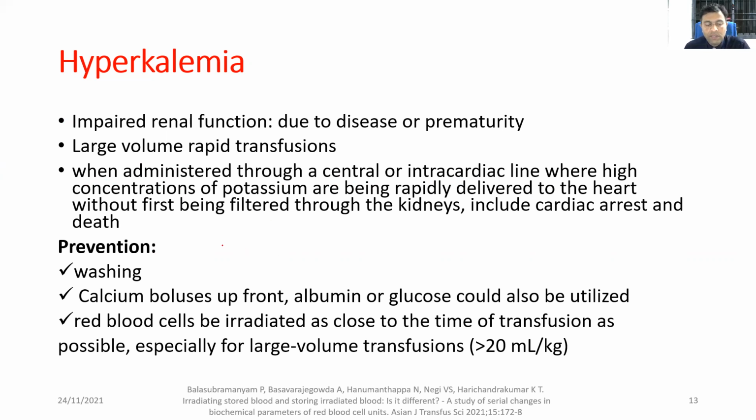How do you prevent them? Washing, calcium boluses upfront, albumin or glucose could also be utilized. And the red cells, if they have to be irradiated, it has to be done as close to the time of transfusion as possible, especially for large volume transfusion in infants and kids, that is when you transfuse more than 20 ml per kg.